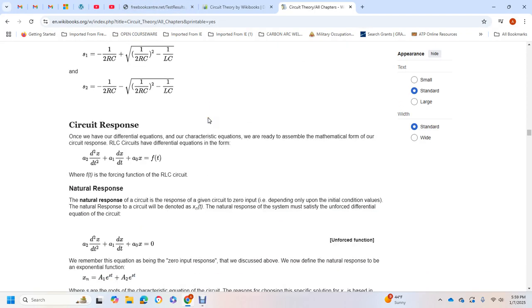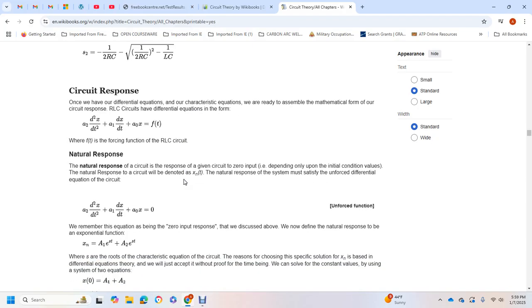Circuit response. Once we have the differential equation, we need to assemble the mathematical form of the circuit response for the RLC differential equations. Let f(t) be the function of time. The natural response of the circuit depends upon the initial conditions, and the natural response of the circuit is denoted as x_n(t).